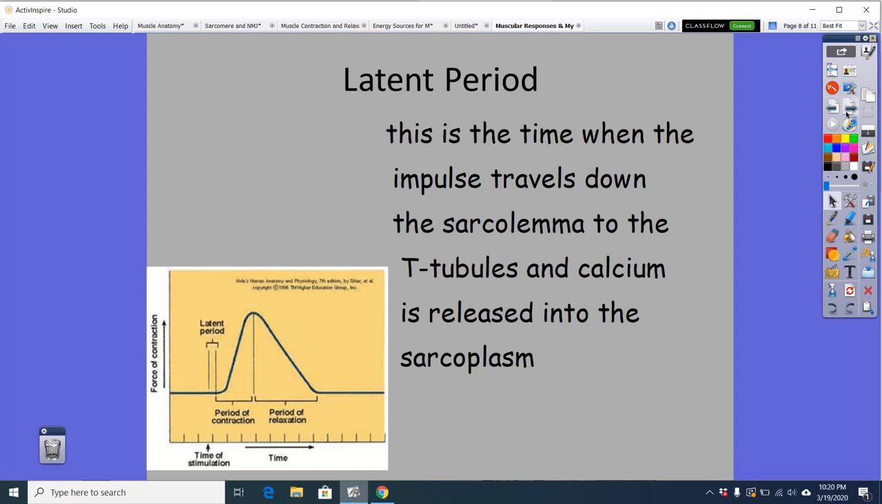So again, the motor end plate is just where the receptors are found, the sodium ligand-gated receptors. That sodium rushes in, that is an action potential. We have the potential to do action. We have the potential to turn into a muscle impulse. And this latent period is just that lag before that impulse travels down the sarcolemma, specifically to reach the openings of those T-tubules and tell that terminal cisternae to release calcium into the sarcoplasm.